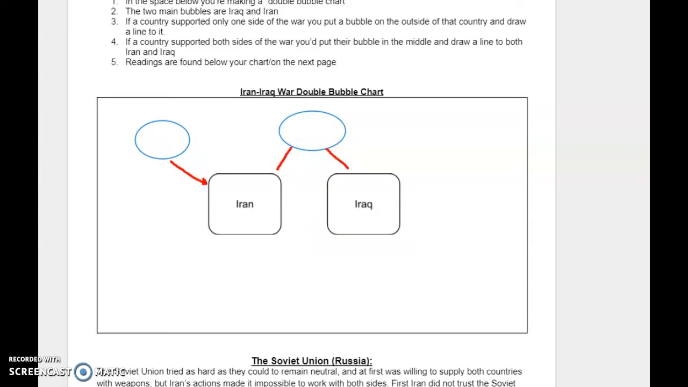Then, of course, if they only helped Iraq, you would put their circle, write their name in there, and then draw an arrow to just Iraq. So one last time, if the country supported both countries during the war by selling them weapons or something like that, you would put the country's name in the middle of these 2 and then draw an arrow to both. If they only supported Iran, draw them on the outside, draw an arrow to Iran. If they only supported Iraq, put them here and then draw an arrow there.